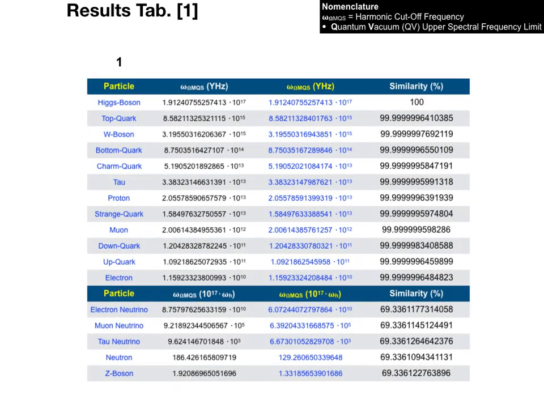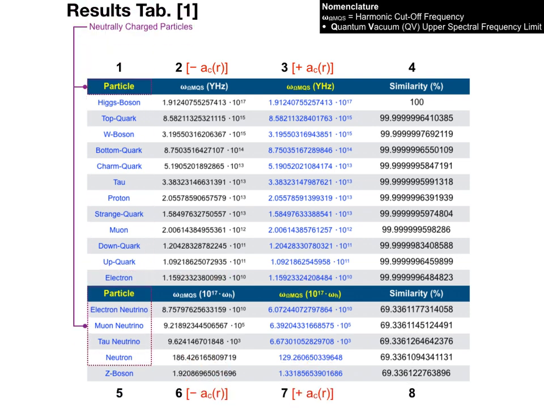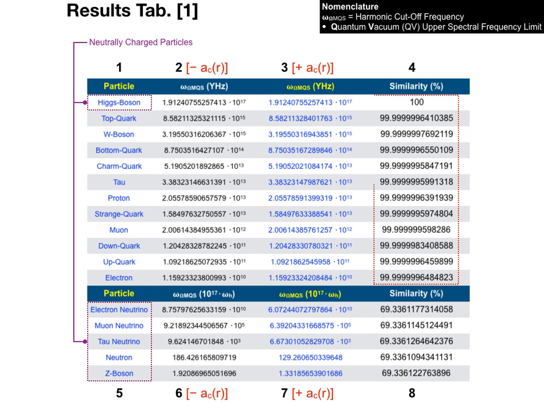Firstly, please note that the Higgs boson is a special case because it possesses zero spin angular momentum and zero charge, which is why it appears where it does in the table. So we will basically exclude it from the conversation for now. We shall begin by walking through Table 1, as appears on screen.